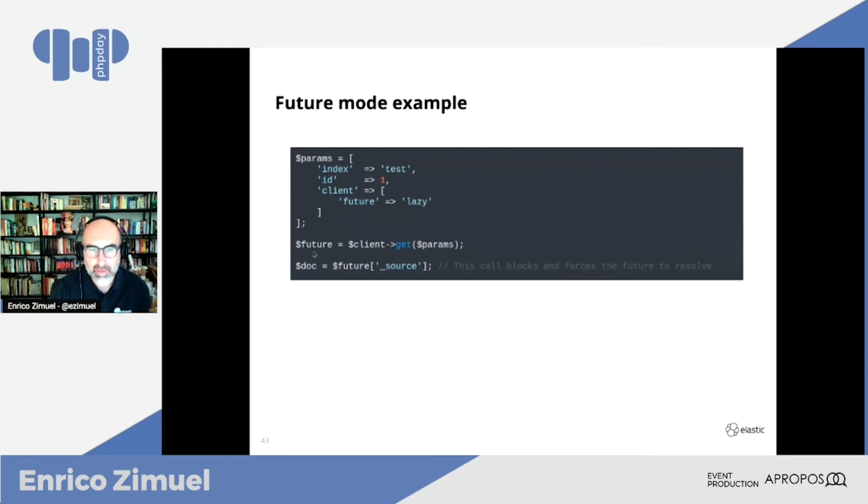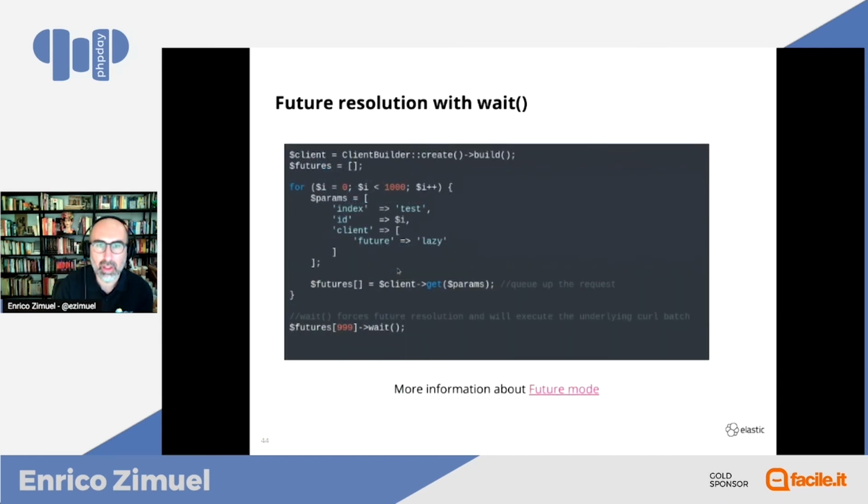That means the PHP code will not block the execution here in $future, but PHP will continue the execution. When you introspect, when you read the $future, this is a blocking operation, because if the HTTP call is not finished, of course, PHP needs to wait to get back the underscore source field. So only when you are reading the information is it blocking.